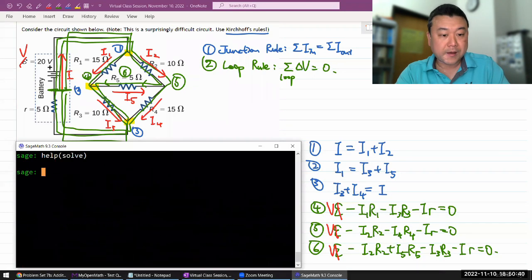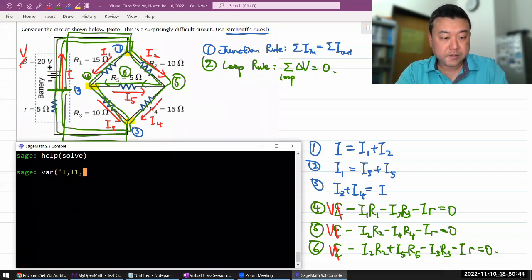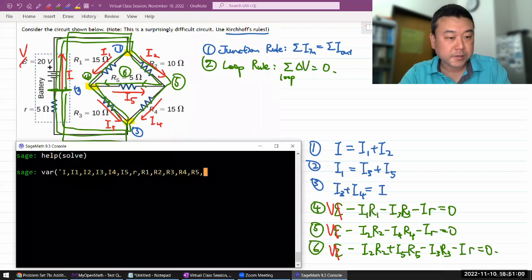So I'm going to define all the variables. I have I1, I2, I3, I4, I5. I think that's it. And I need the resistances, lowercase r, R1, R2, R3, R4, R5. And then I need the voltage V. I think that's all.